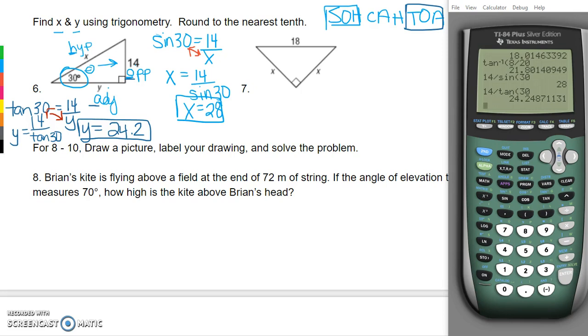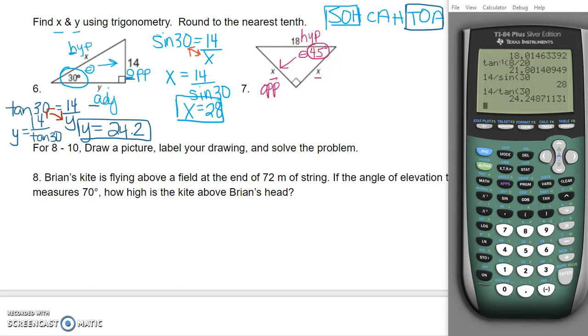Number 7, I have to find x. And I don't have any angle measures this time. But what I know from the problem is that if this is x and this is x, that makes it an isosceles triangle. And that makes it a 45-degree triangle. 45, 45, 90. So if I label one of the angles, here's my theta. That would make this x opposite, and that would make 18 the hypotenuse.